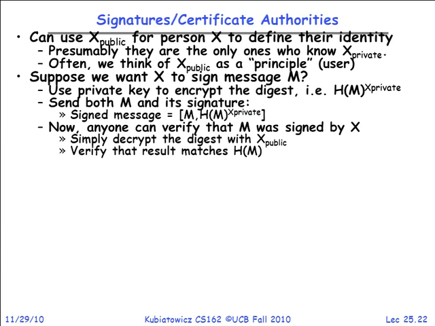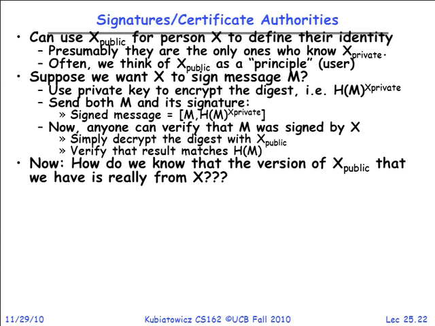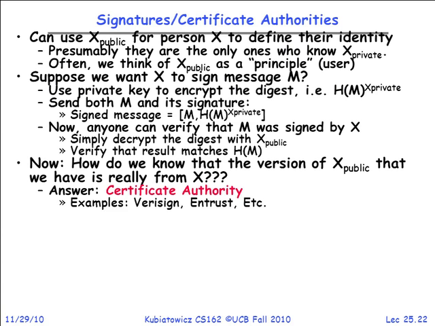Okay. So how do we know? Now we come back to this problem. How do we know that X public really came from X? This is the whole thing that we haven't answered up till now. And one answer is the certificate authority. Examples of this you've all heard of: VeriSign, Entrust. There are 60 or 70 of these.